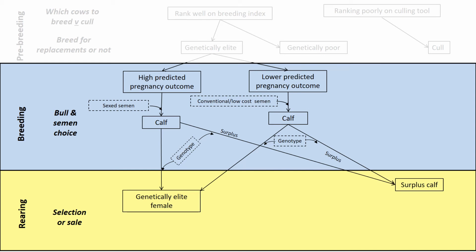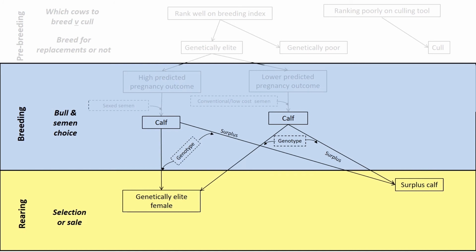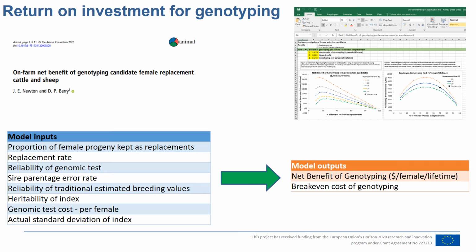Then moving quickly on, once the calf is produced, we need to decide, well, are we going to keep this calf as a female, graduate to the herd, or is this calf surplus to requirements and we can either sell it on or we can slaughter the animal. So that then becomes the importance of genotype. So there is a paper on the on-farm net benefit of genotyping females. It is sufficiently generic to be applicable to dairy, beef, and sheep. And on the right-hand side, top right, I'm showing you the Excel file. You can just email me or Joe Newton for that Excel file.